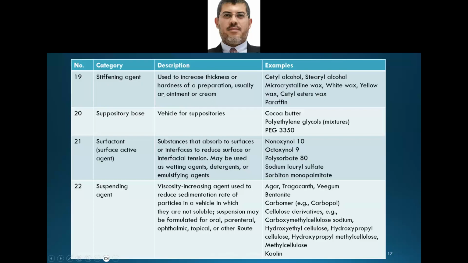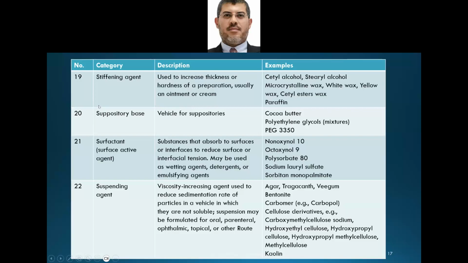Ointments also, I can use stiffening agents to control the viscosity or consistency of the ointment. I want it harder, I want it softer, and so on. I can add these kinds of waxy materials to control the consistency. So examples of stiffening agents are cetyl alcohol, stearyl alcohol, microcrystalline wax, white wax, yellow wax, cetyl esters wax, and paraffin.